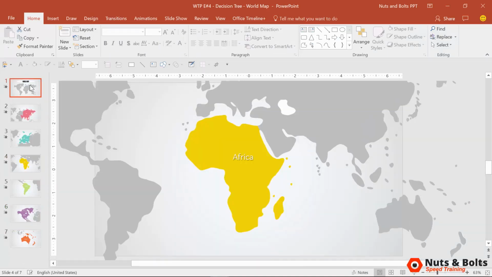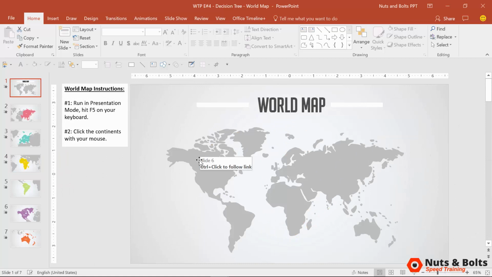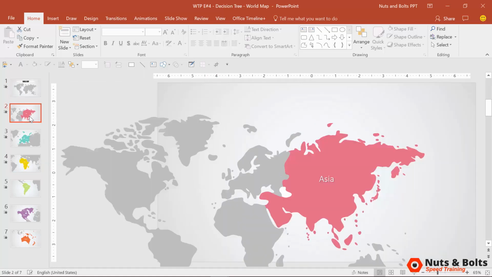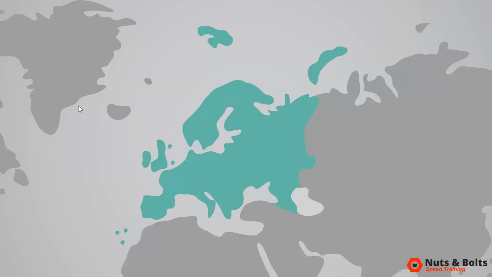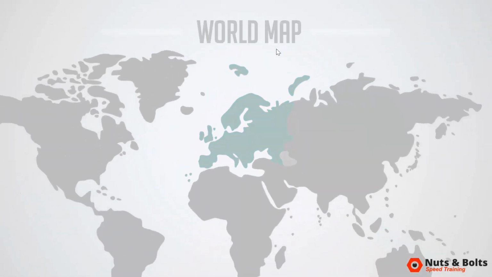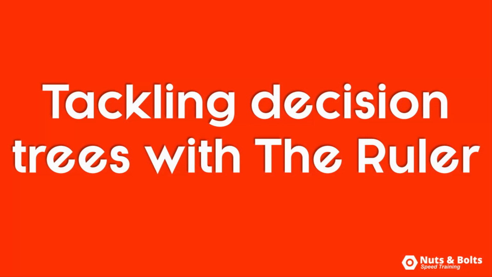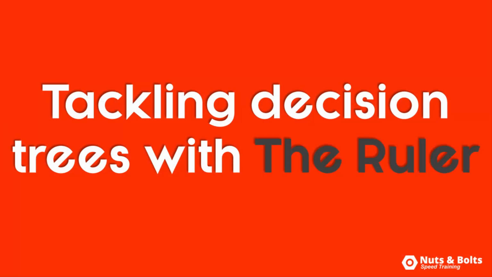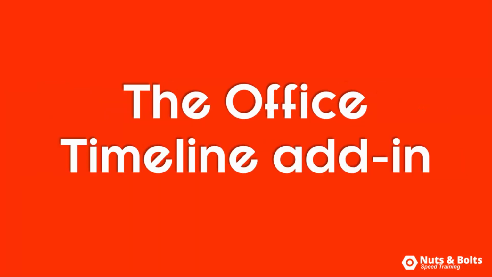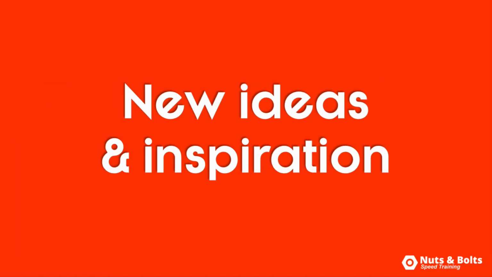You could also find this in the Spicy Slide Pack, which as you click these different pieces, you're gonna rotate to the different parts of the world. And again, that's PowerPoint doing the seamless transition for you. So that's how you can begin tackling complicated decision trees using the ruler and some other tools like the Office Timeline Add-in and the Morph graphic for some other new ideas and inspiration.